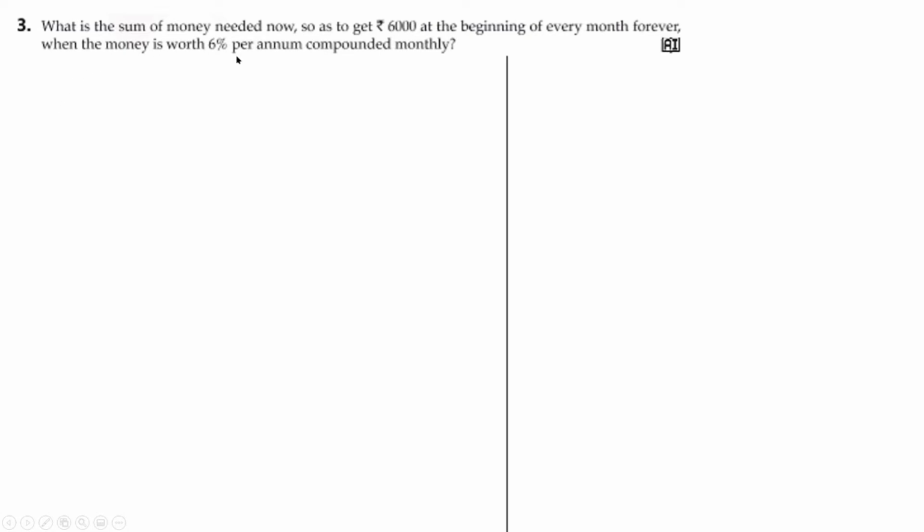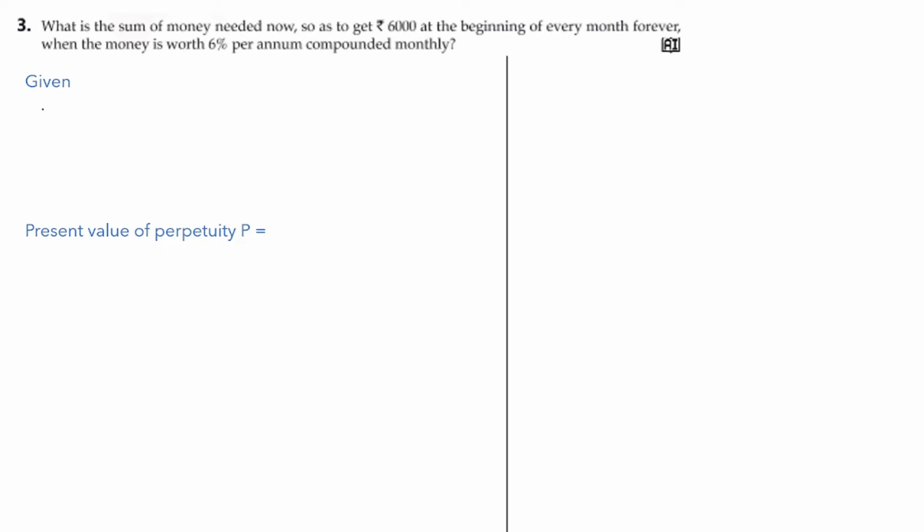What is the sum of money needed now so as to get rupees 6,000 at the beginning of every month forever when the money is worth 6% per annum compounded monthly? So we need to find the sum of money that we have to invest now so that we will get rupees 6,000 at the beginning of every month forever. So it is nothing but the present value of perpetuity.